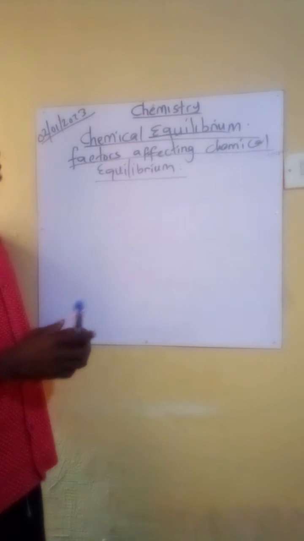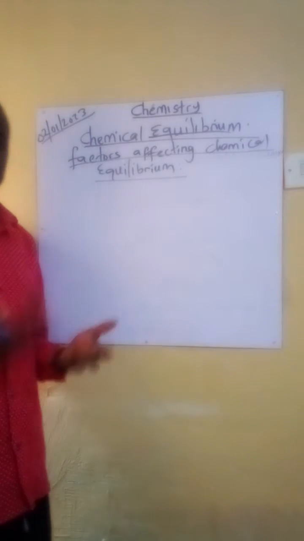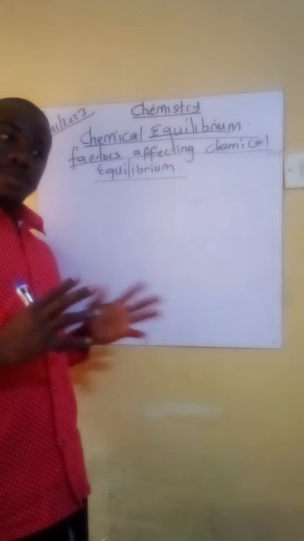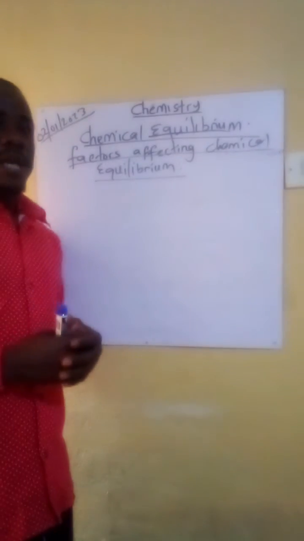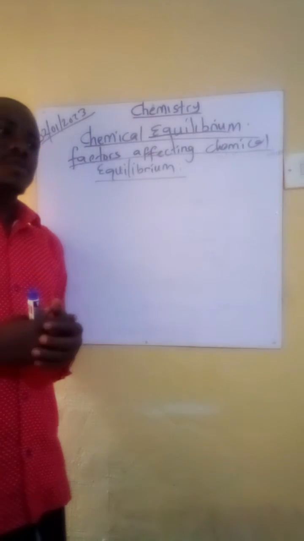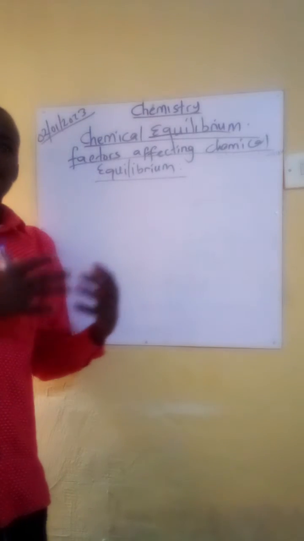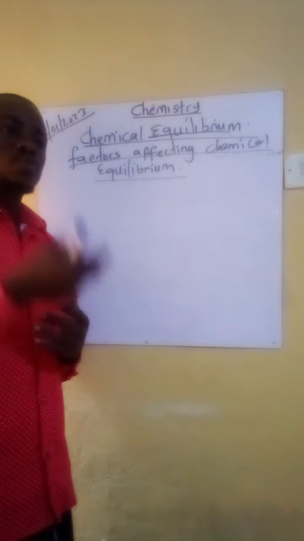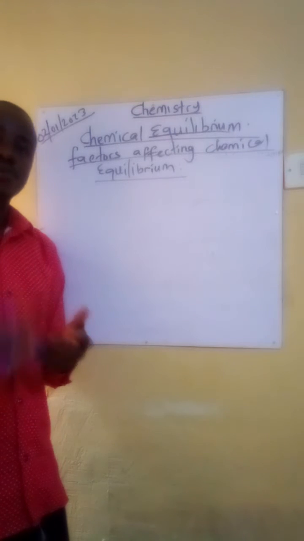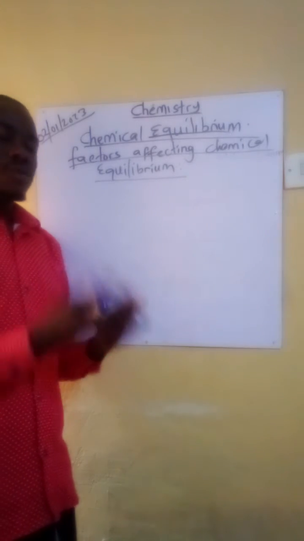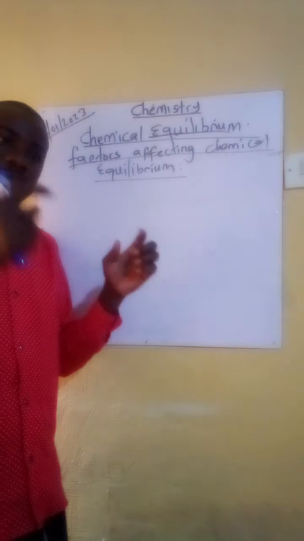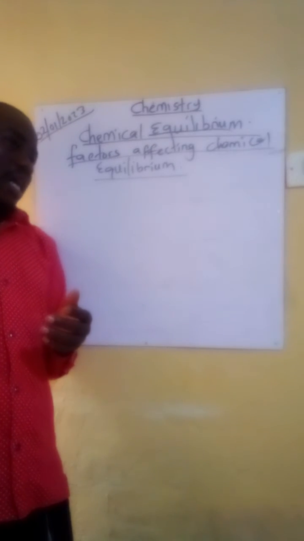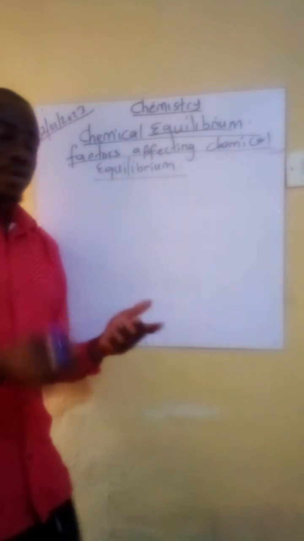Okay. Now, having looked at what chemical equilibrium is all about, we have been able to establish the fact that a chemical equilibrium only exists when the rate at which the forward reaction is proceeding is equal to the rate at which the backward reaction is also proceeding. And that is exactly what could make a system to be undergoing chemical equilibrium.